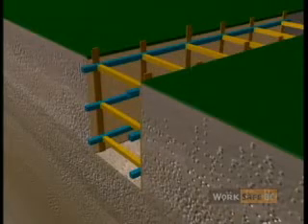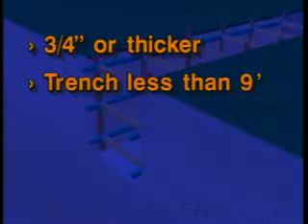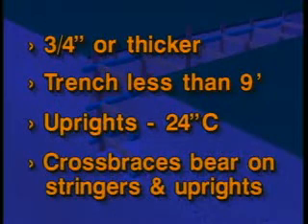When the shoring requires the uprights to be close and tight, some of the uprights can be substituted by plywood with the following conditions. The plywood is 3/4 of an inch thick or thicker. The trench is not deeper than 9 feet. The uprights are installed at not over 24-inch centers. And the cross braces do not bear directly onto the plywood, but onto the stringers and uprights.